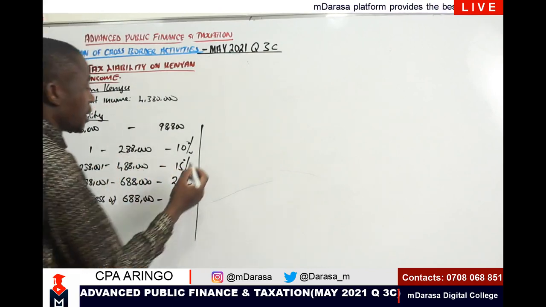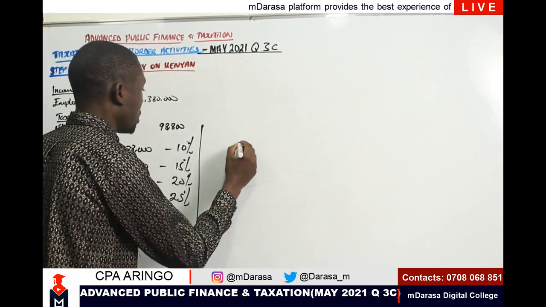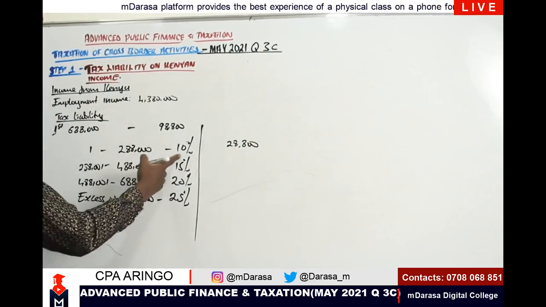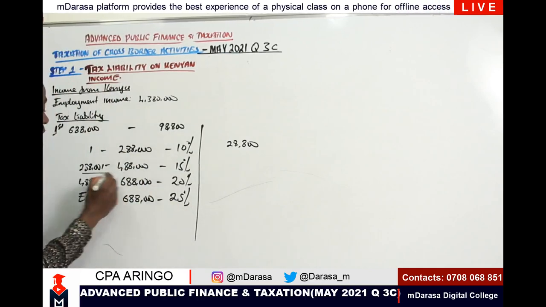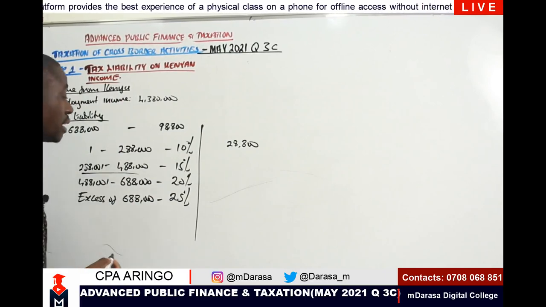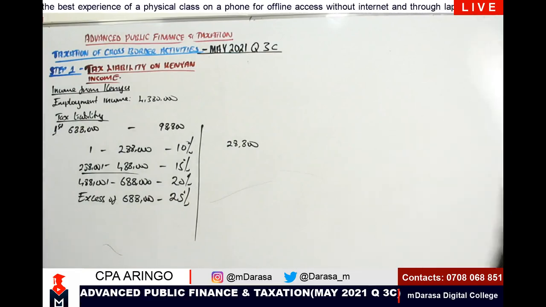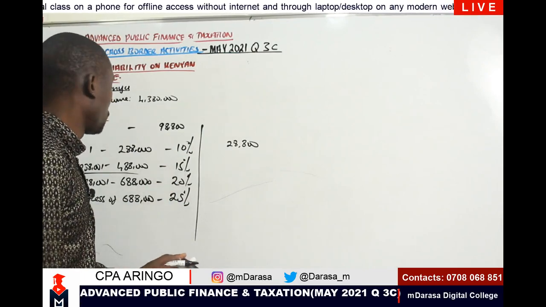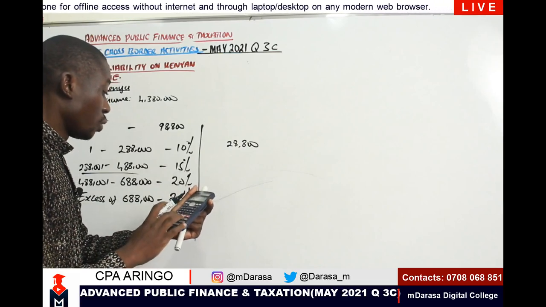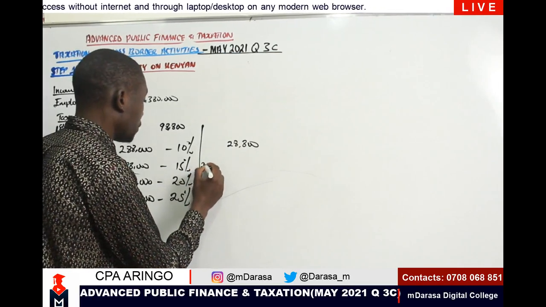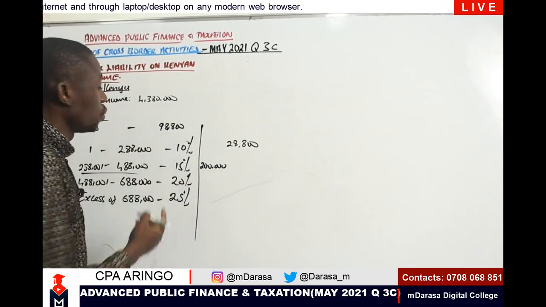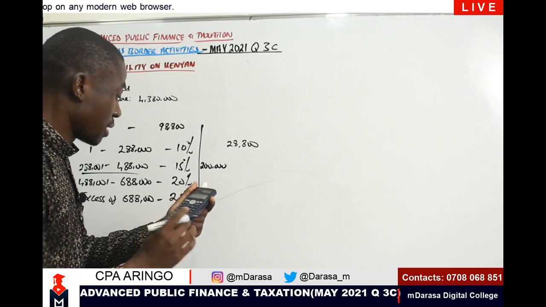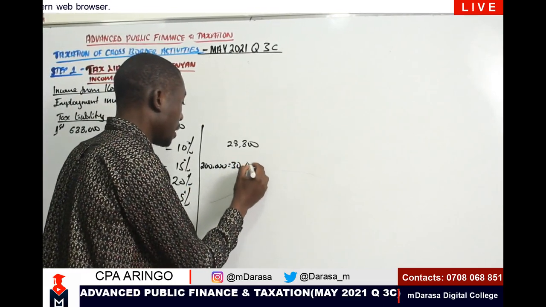10% of 288,000 is 28,800. Then the band from 288,000 to 488,000 is subjected to 15%. The difference, 488,000 minus 288,000, is 200,000, and that is what I subject to 15%. So take 200,000 by 0.15, and we arrive at 30,000.